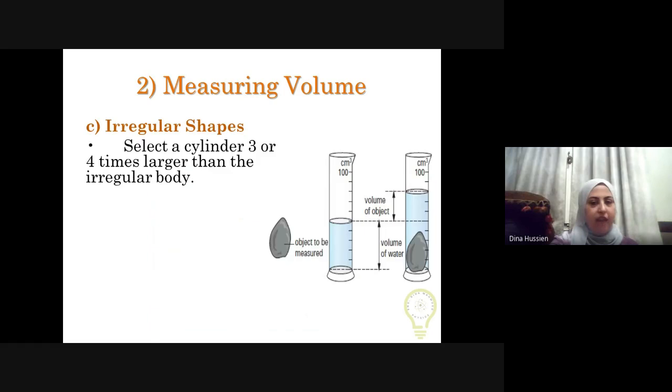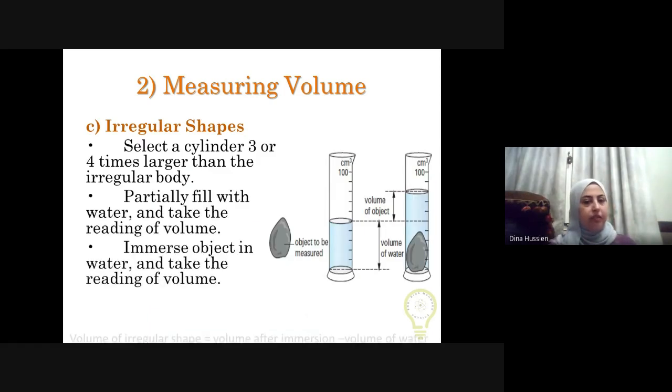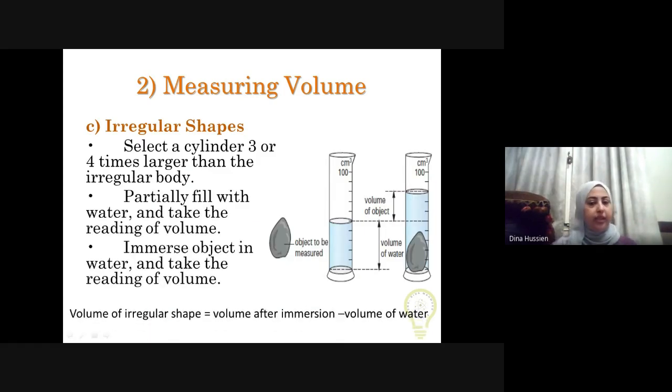Here we have the procedures of this and finally how we're going to calculate this. The volume of the irregular shape is basically the volume after immersion. The volume بعد this one، بعد ما حطيت، minus the original volume of the water alone. If we need to visualize this, there's like a tiny simulation we can go through.